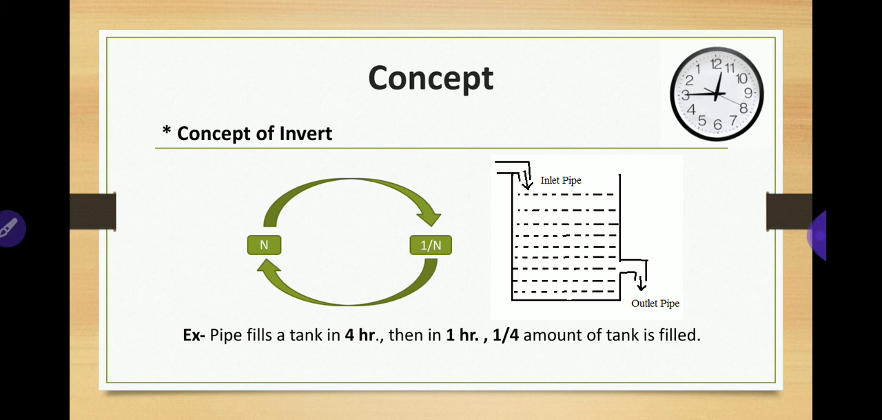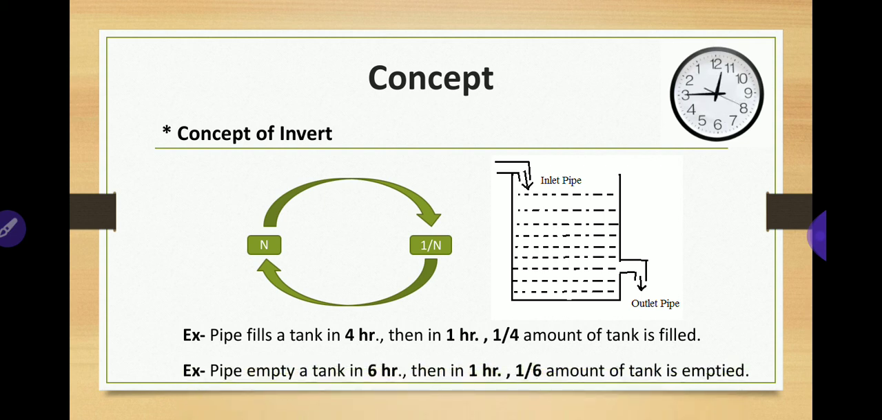Suppose n hours is required to fill the tank completely, then in 1 hour 1 upon n of the tank will be filled. And if 1 upon n is the part of the tank filled in 1 hour, then the total tank will be filled in the reciprocal of it, that is n hours.